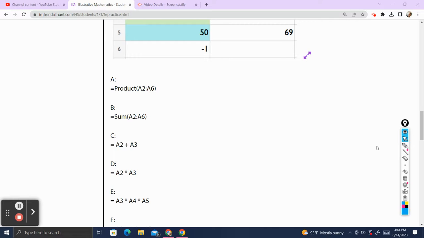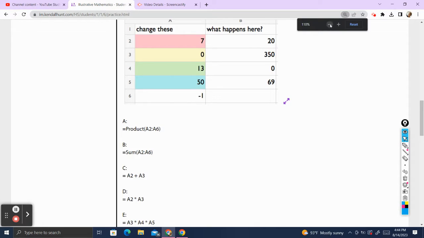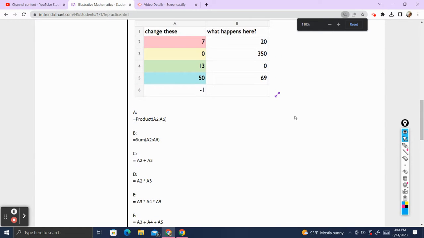Let's see if I can make this all fit on one screen. Nope, it's not working right now. Let's keep going. Oh, there we go. All of us on one screen. Perfect.